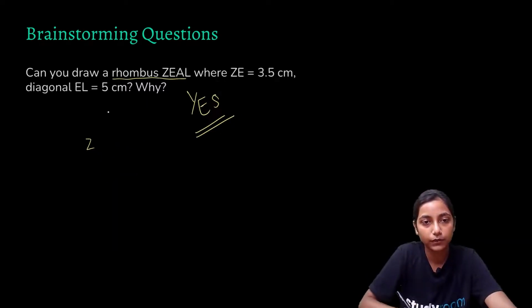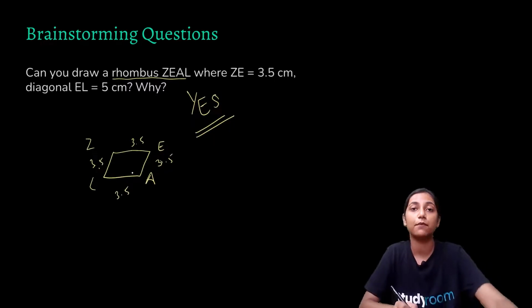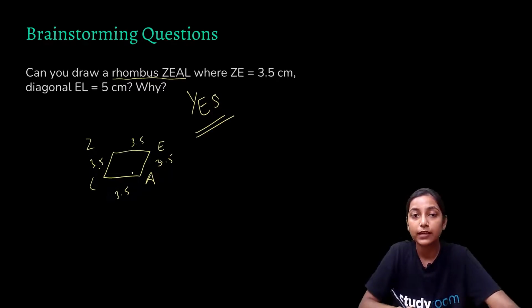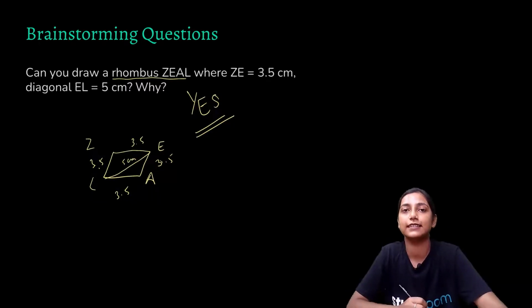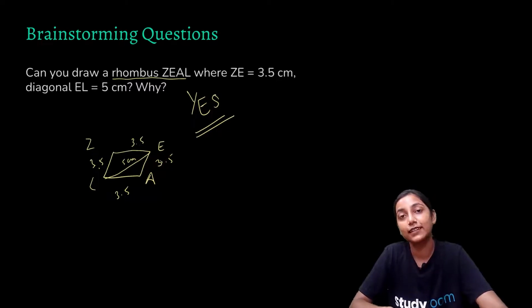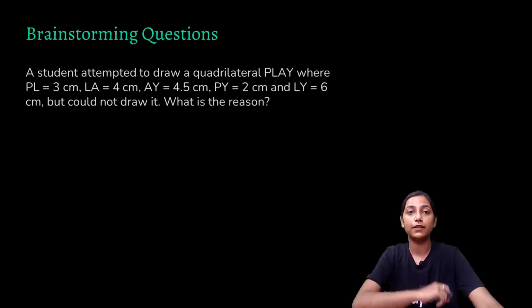See, this is a rhombus, Z, E, A and L. If 3.5 is ZE, we know that all other sides will also be 3.5 because this is a rhombus and a rhombus has all the sides of equal measurements. EL is also given to us, that is the diagonal. So we have 4 sides and a diagonal's length. We can construct it because this is one of the specific combinations in order to construct a quadrilateral, 4 sides and a diagonal.